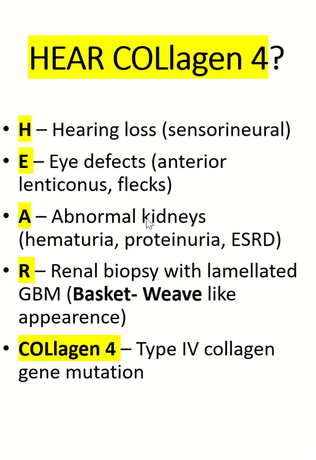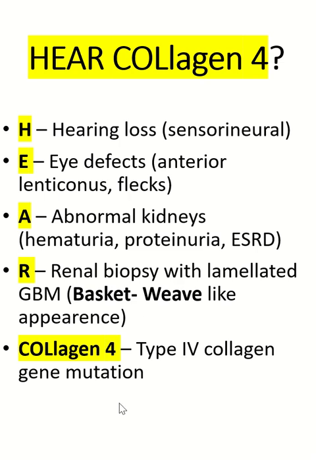They'll also have abnormal kidney, because collagen 4 is also present in the basement membrane of the glomerulus. So it will present as a nephropathy. Initially, they'll have a microscopic hematuria which progresses to proteinuria. And finally, they'll have end stage renal disease. When we do a renal biopsy, remember the glomerular basement membrane will have what is called a laminated or layered appearance, which will give a basket weave like appearance.